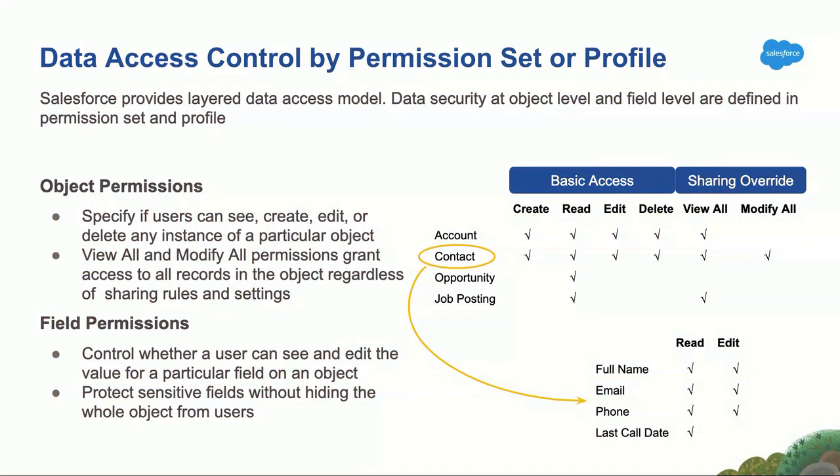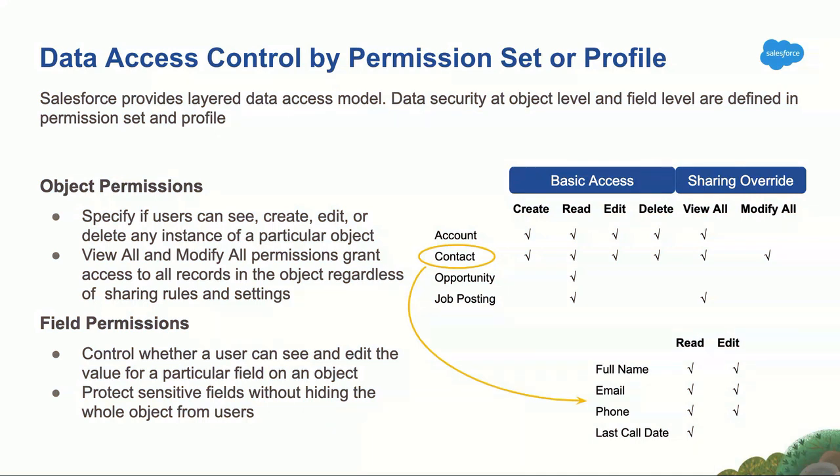Salesforce has a layered security model. That means that different data can be exposed to different users. The idea is that you want your users to see the least amount of data in order to do their job. This is the concept of least privilege. The first things you must configure in the Salesforce access model are object permissions and field permissions, and that can be done through permission sets and profiles.